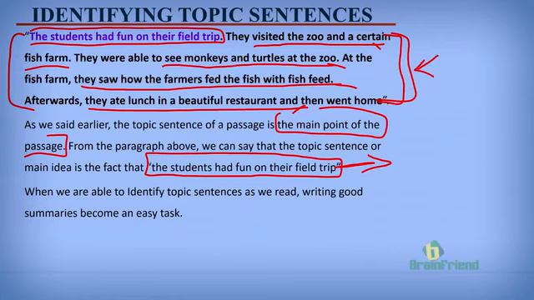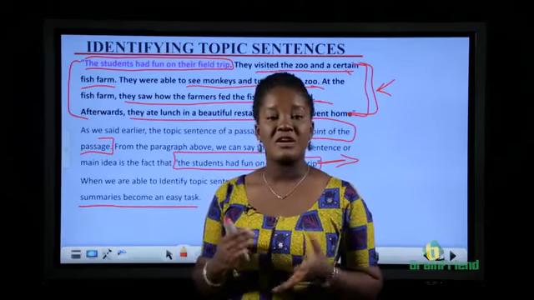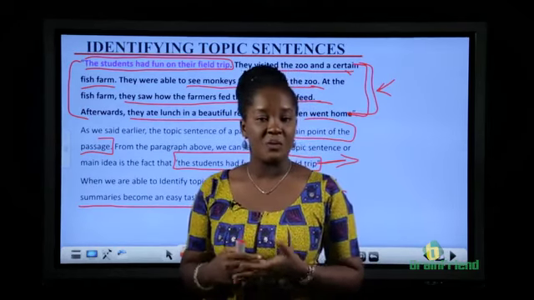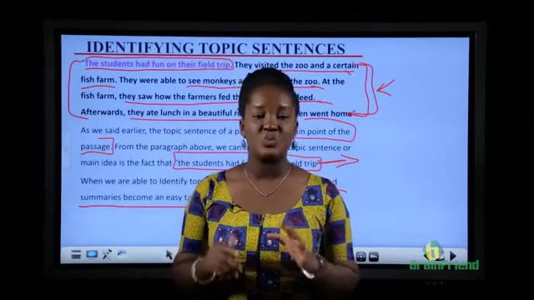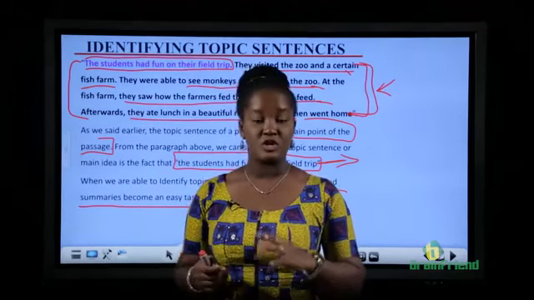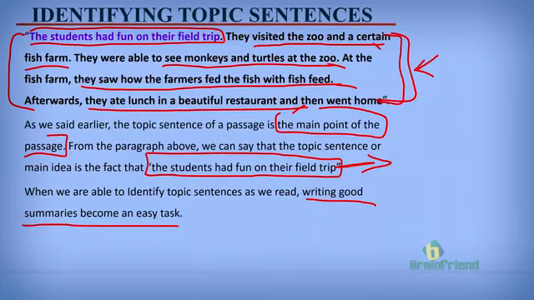When we are able to identify topic sentences as we read, writing good summaries becomes an easy task, because the main idea or topic sentence will guide us as we write our summaries. Remember, we said earlier that the summary of a writing is a short form of that writing which contains the main points. And when talking about main points, we cannot leave the main idea or the topic out of our summaries. So we should be able to identify main ideas or topic sentences as we read.